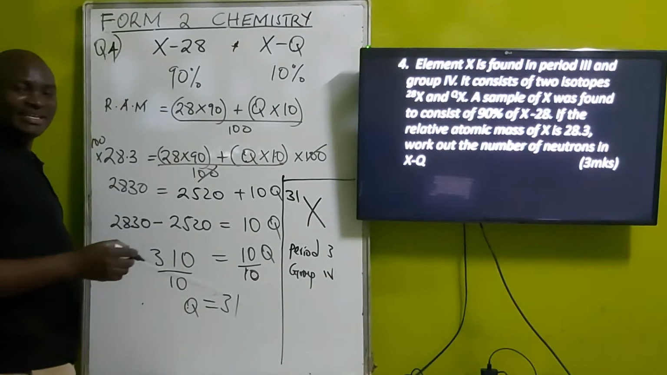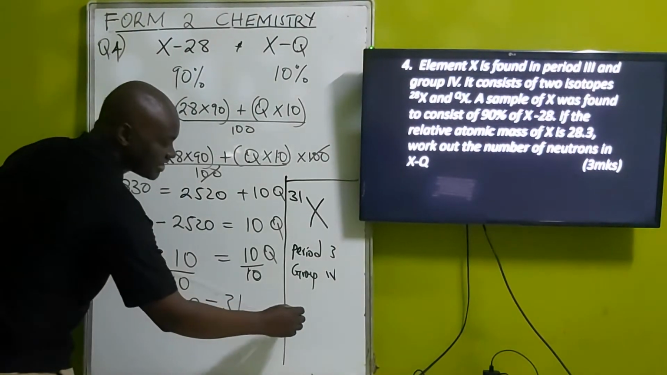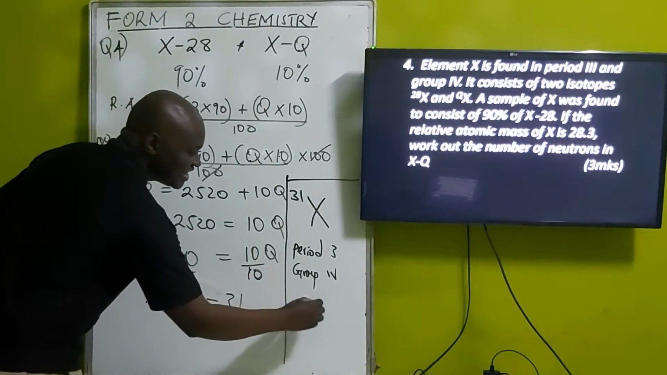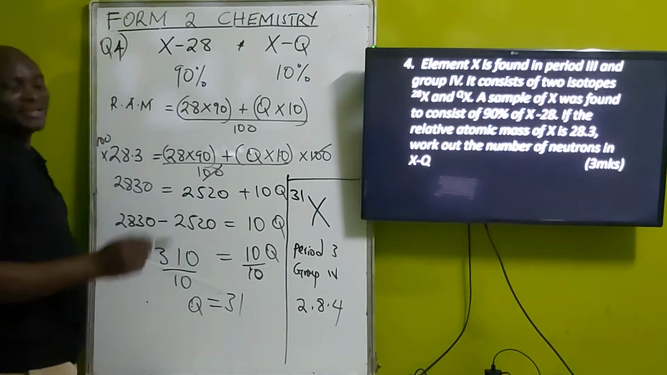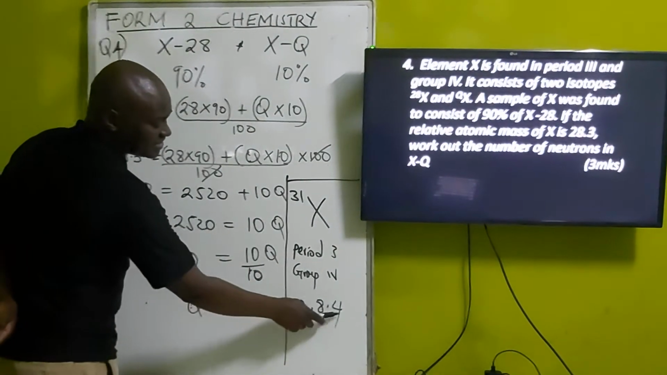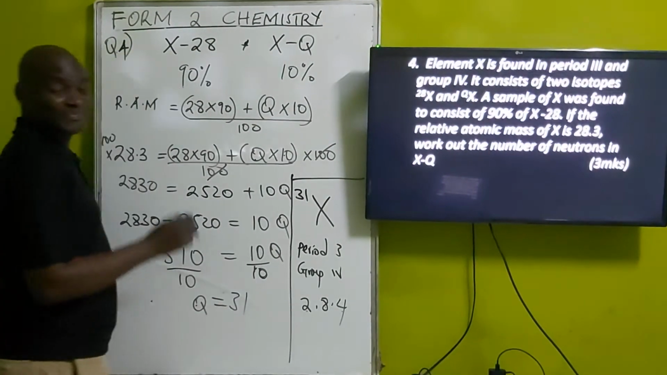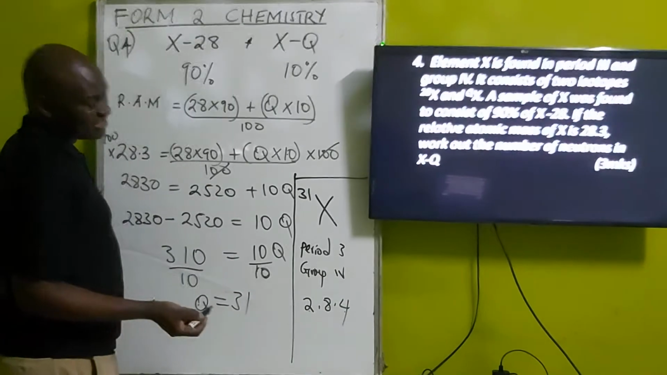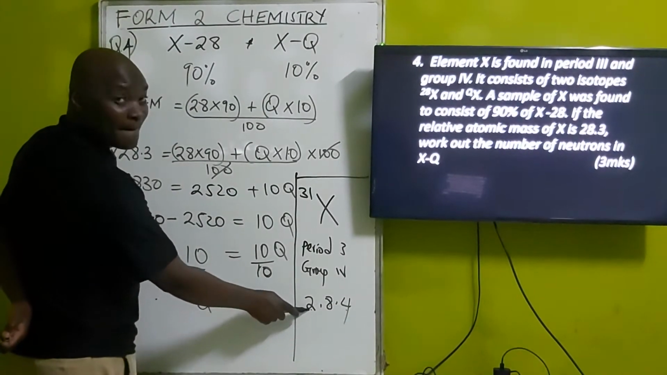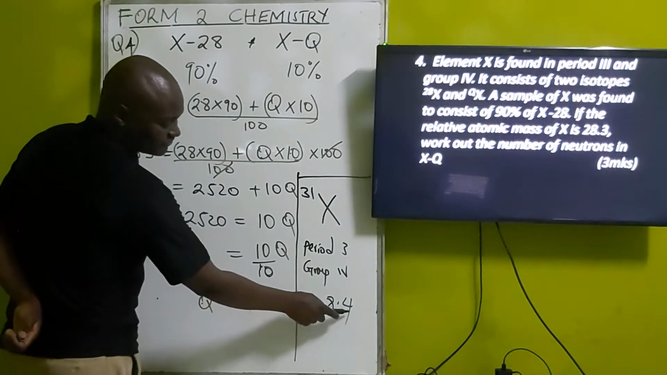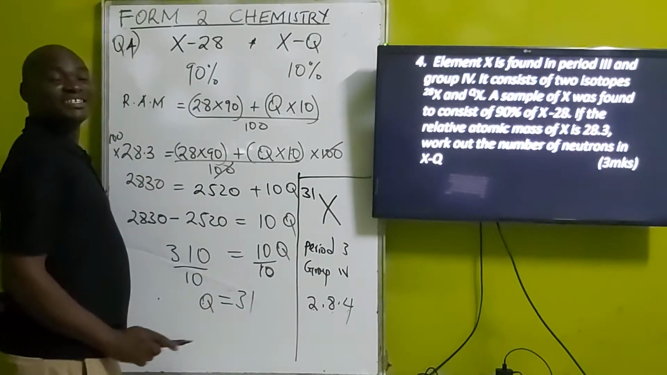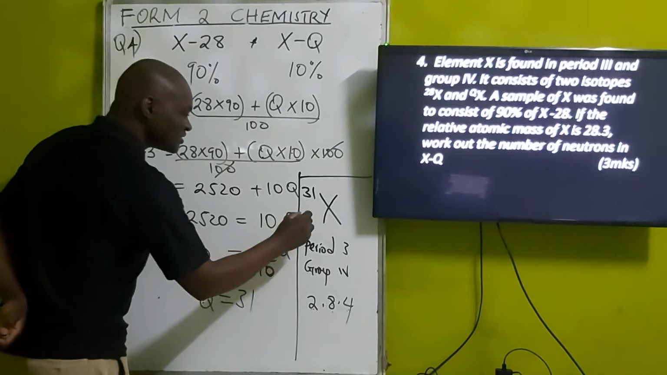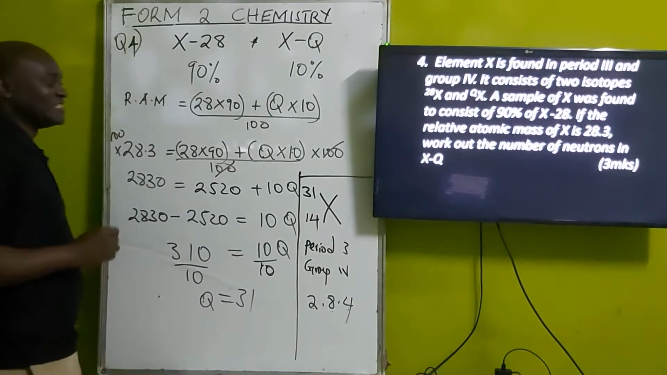Meaning this element has an electron arrangement of 2, 8, 4. Period 1, 2, 3, group 4. So what is the atomic number of this element? The atomic number of this element is 2 plus 8 plus 4, which is 14. So the atomic number is 14.